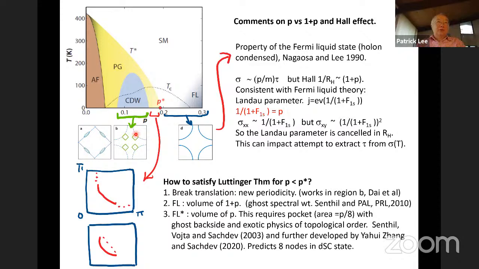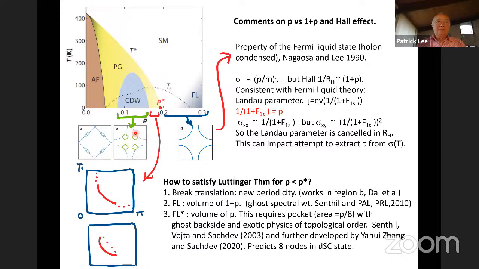Right. Okay. So this is my guess. We haven't worked this out for the pair density wave, but it's my guess. I would focus on this, which you see satisfies Latin. Again, this satisfies the conventional Latin theorem.